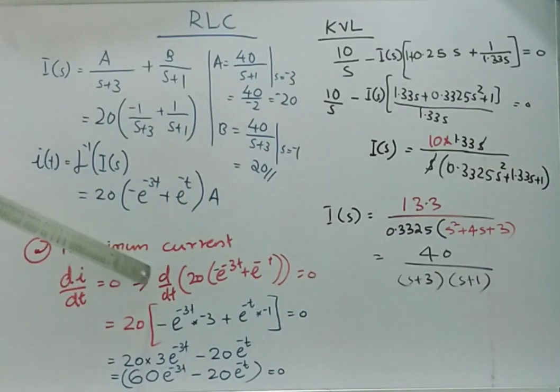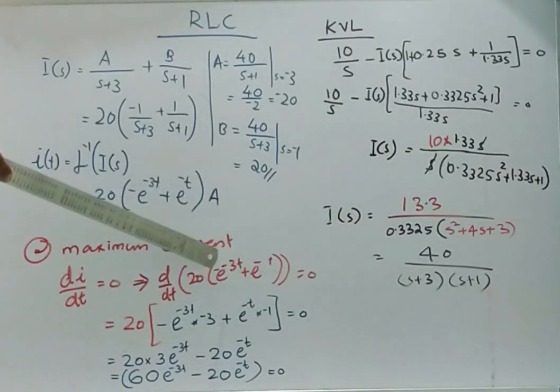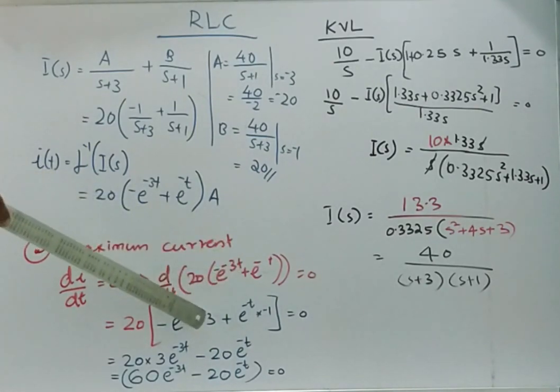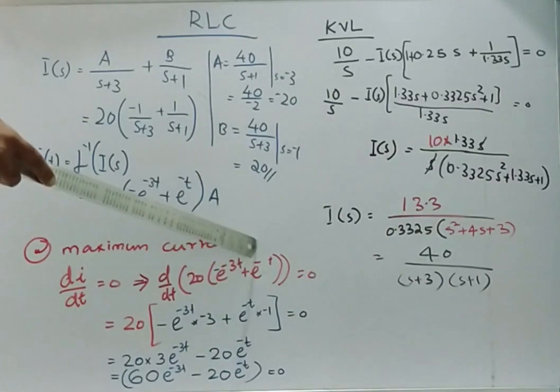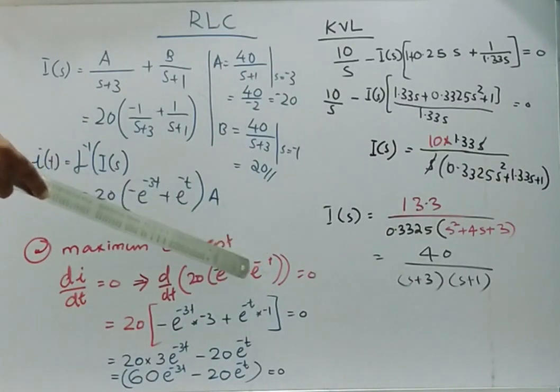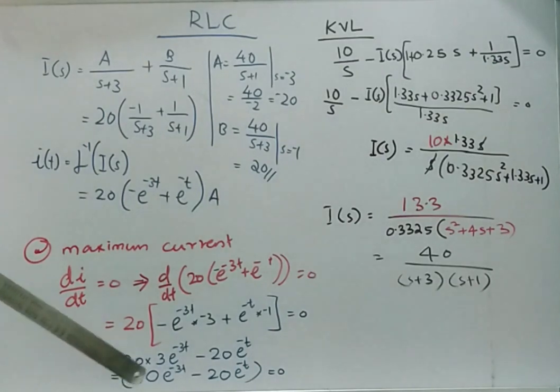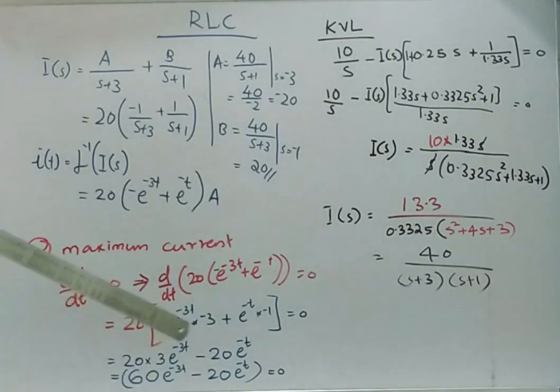So di by dt of this is equal to 0. In order to find the derivative, we take the 20 outside. The derivative of minus e raised to minus 3t is minus e raised to minus 3t times the derivative of the exponent, that is minus 3, plus e raised to minus t times the derivative of minus t, which is minus 1, and this is equal to 0. After solving, we obtain 60 e raised to minus 3t minus 20 e raised to minus t is equal to 0.